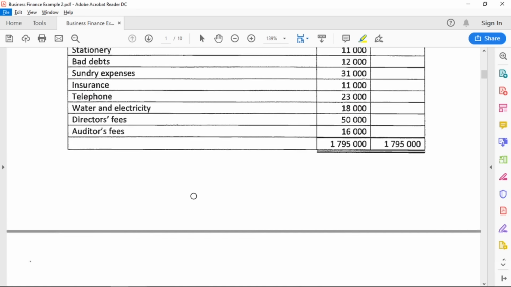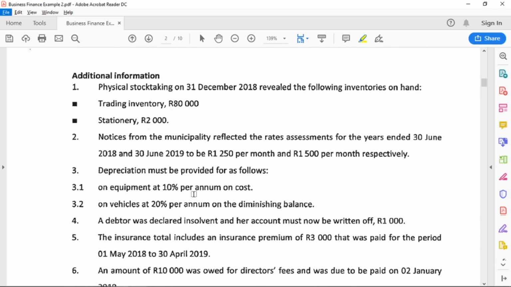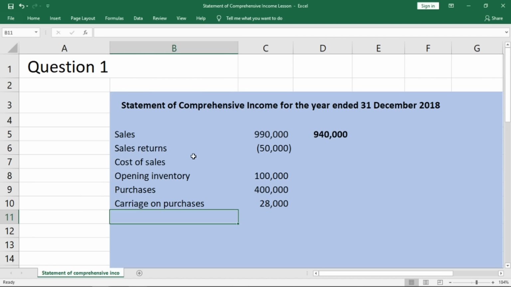So we go to our additional information. We're told that physical stock taking on 31 December 2018, which is the date at which we are preparing this statement of comprehensive income, revealed the following inventories on hand. So what does it mean on hand? These are inventories which are left in stock. So we still have them in our storehouse. So this is our closing inventory. Trading inventory, 80,000 rand.